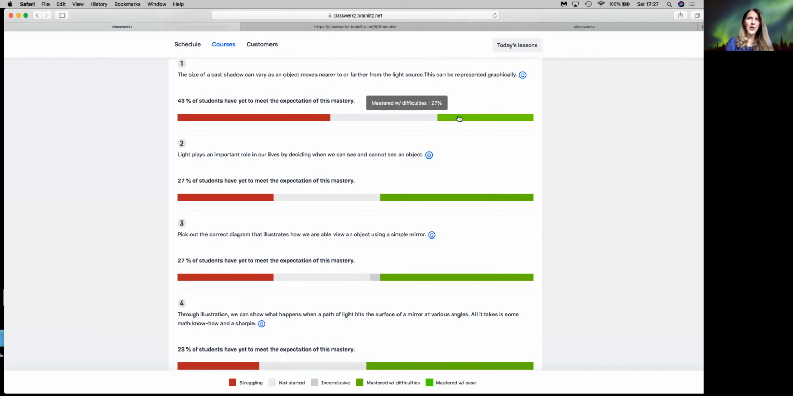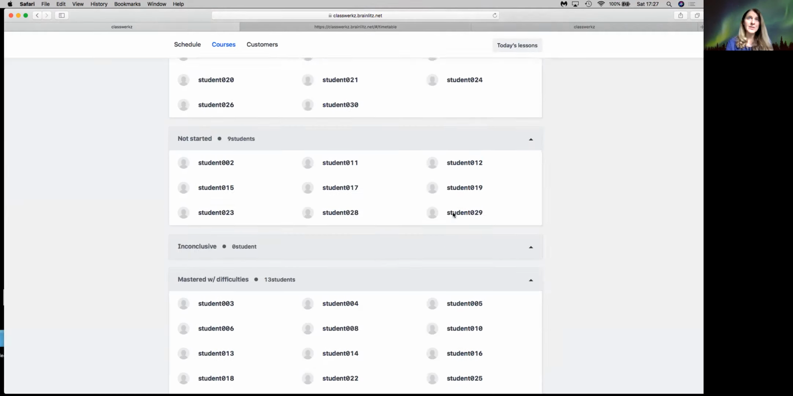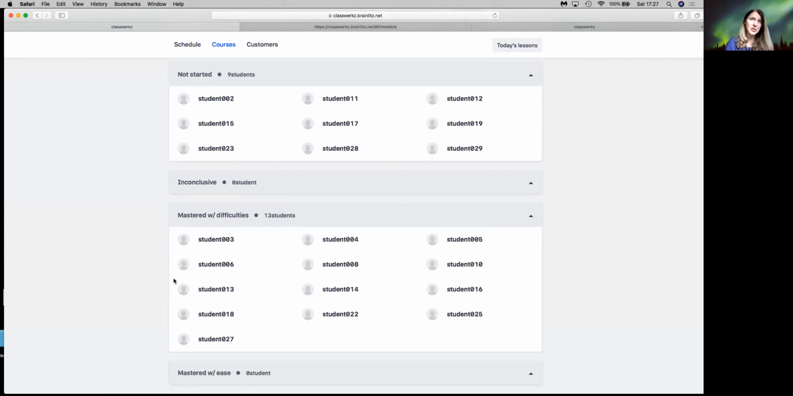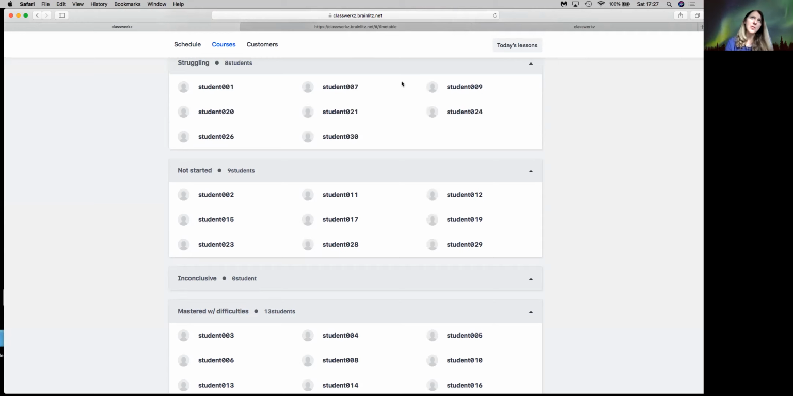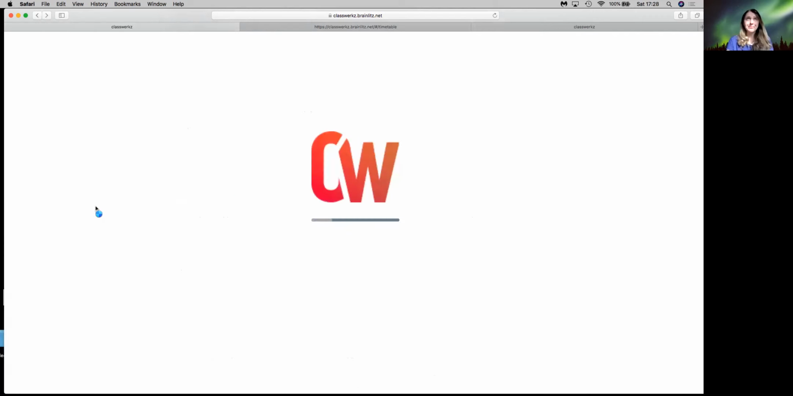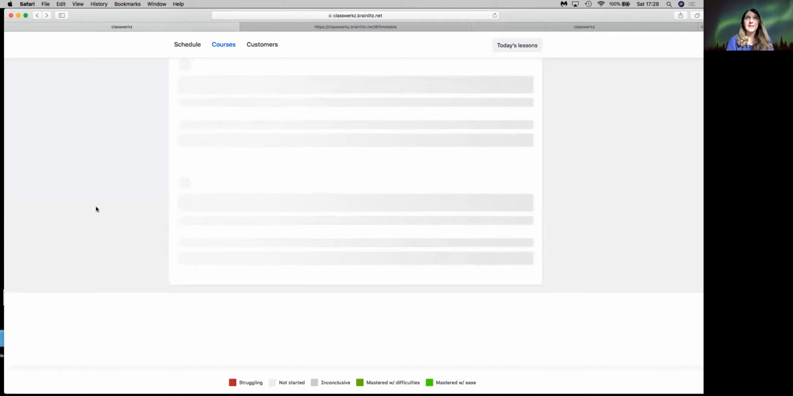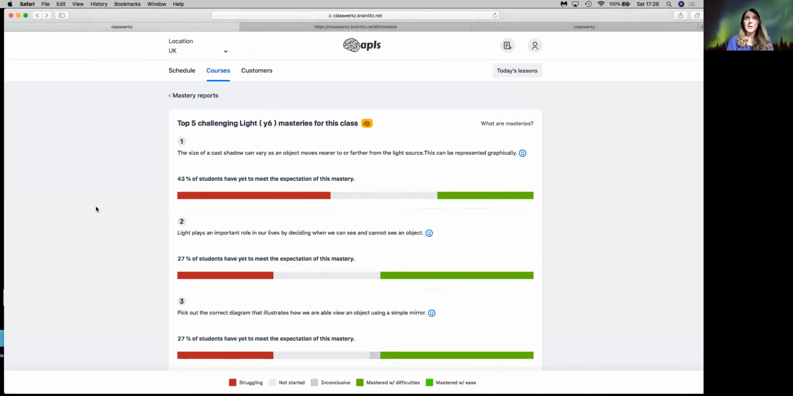And again, we can go into the peer-to-peer teaching. It looks like particularly here, there are 13 students that have mastered it with difficulties, but that can really support those that have maybe not started or need some extra support, and we can pair them. It'd be quite good to put them in pairs for this one because there are quite a few students that are able to support. So that's just some of the ways that this mastery report can help.